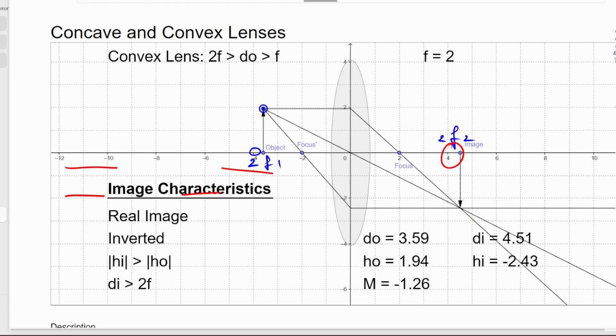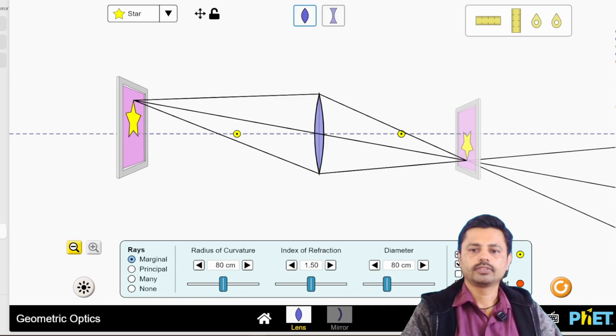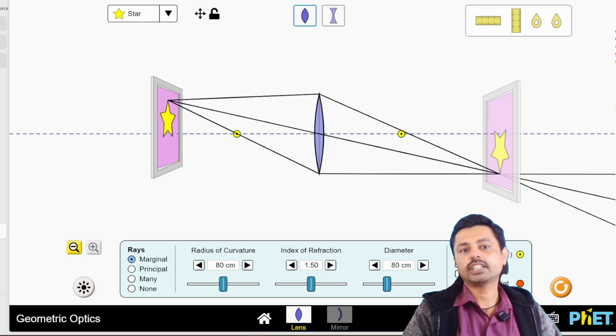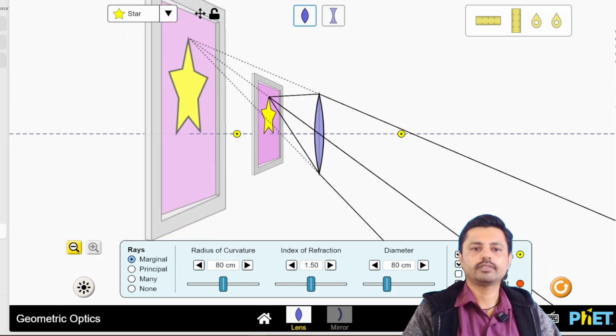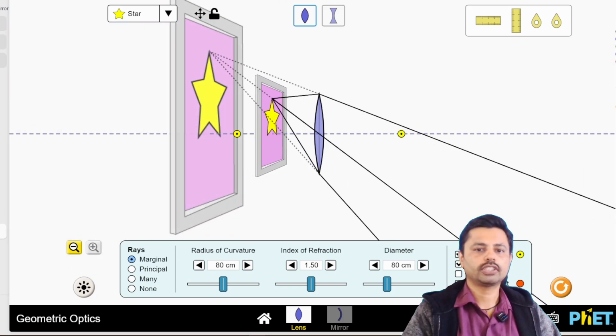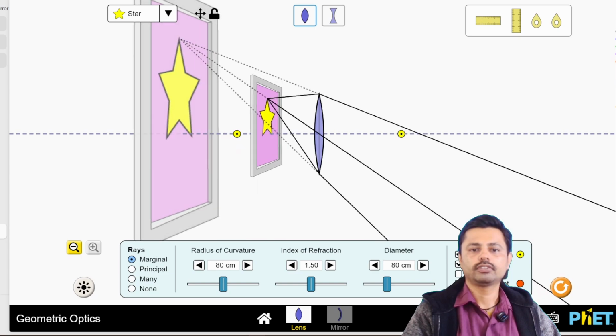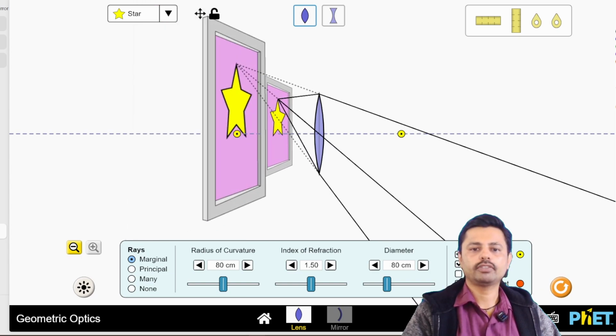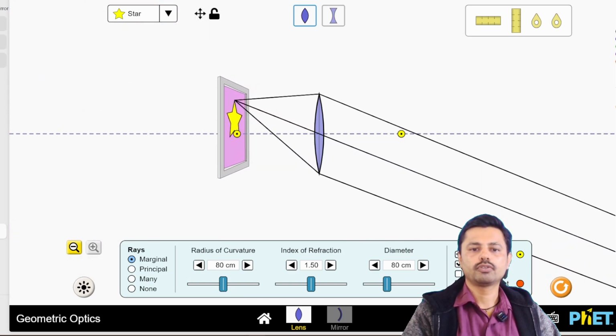And let us do that. Let us put a screen and let us see the image. Here we are getting a real image. Now, let us have a virtual image, means fake image. This is a fake image. This does not exist. Virtual. And it will happen when the object comes closer than the focus.